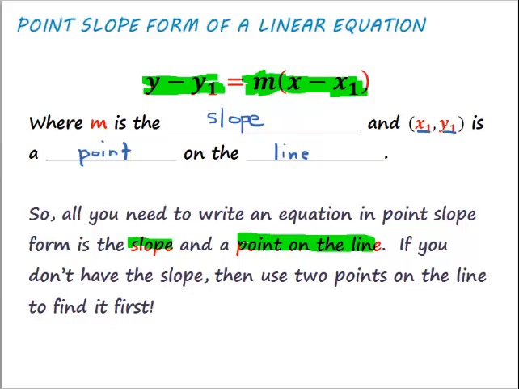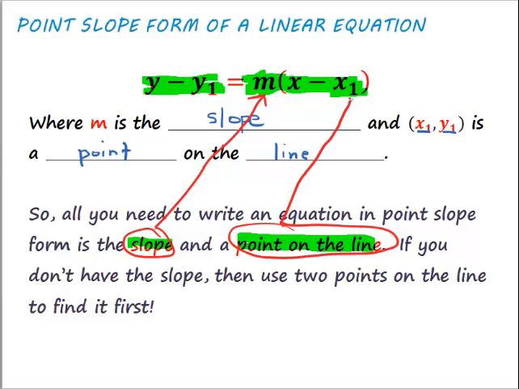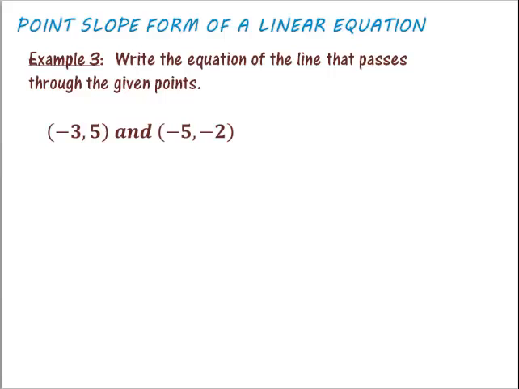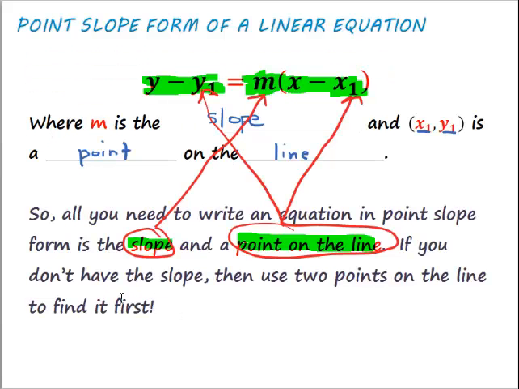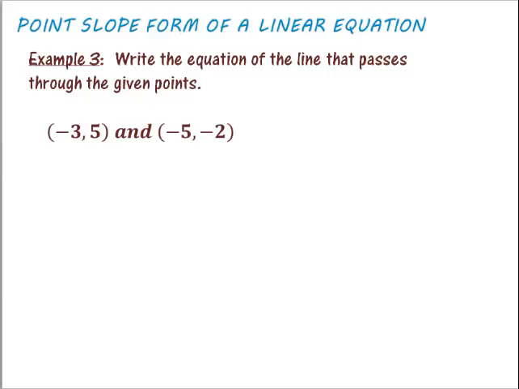Now, all you need to write an equation in point-slope form is the slope and a point on the line. We'll substitute the slope in for m, and we'll substitute the point on the line, the x in for x1, and the y in for y1. And then we'll have it written in point-slope form. Okay, so let's go ahead and try an example. Example number 3. Write the equation of the line that passes through the given points. Alright, now let's go back to the last slide for just a second. It says if we don't have the slope, then use 2 points on the line to find the slope first, like you did in 1-14. Okay? So now we go back.